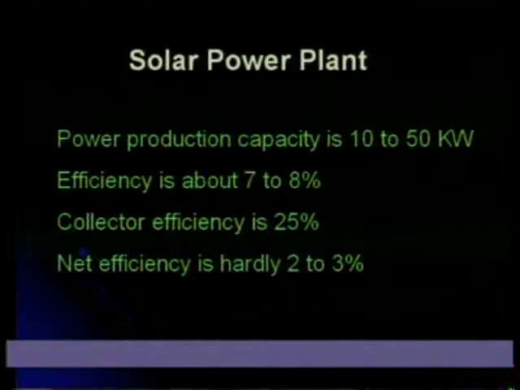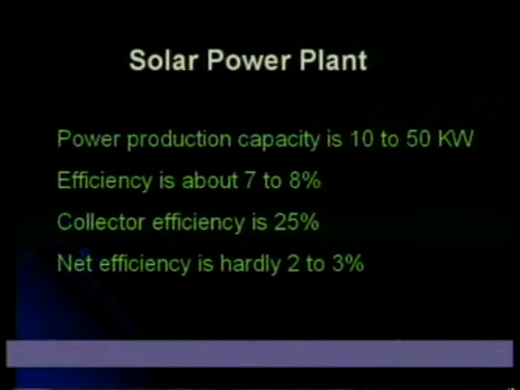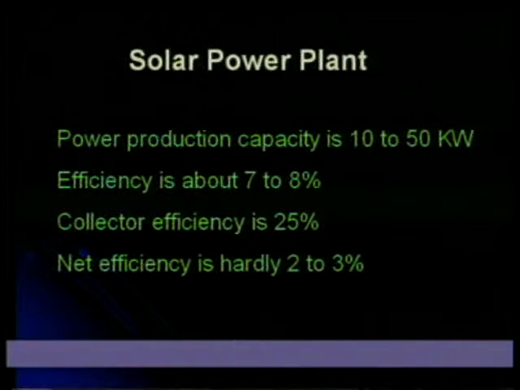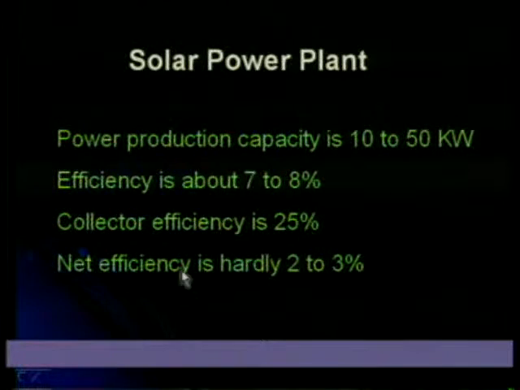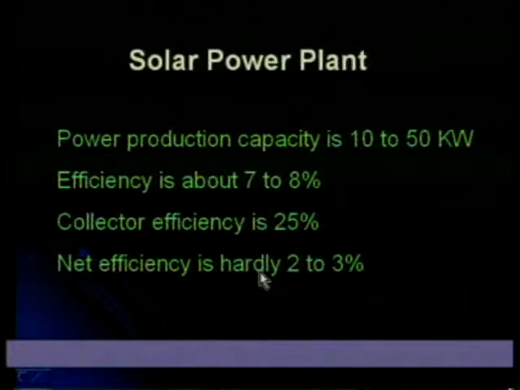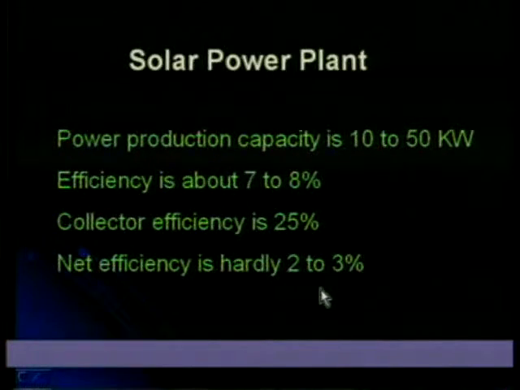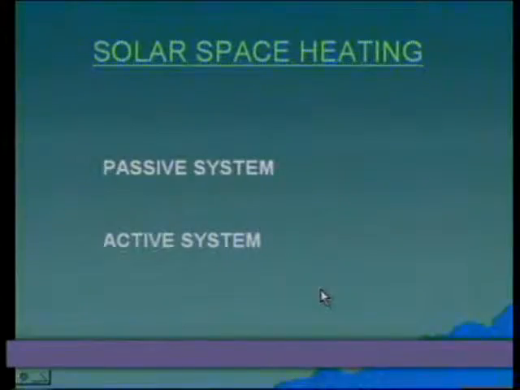The solar power plant's power production capacity is 10 to 50 kilowatts, efficiency is about 7 to 8%, and collector efficiency is 25%, so net efficiency is hardly 2 to 3%. Now, solar space heating.